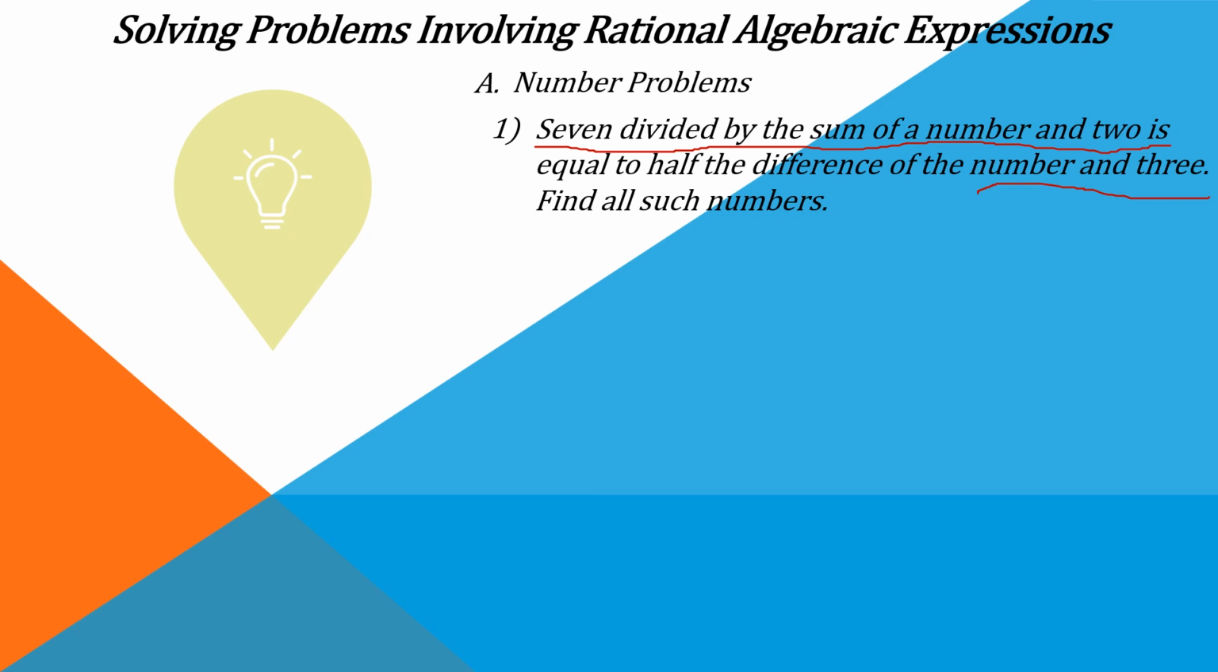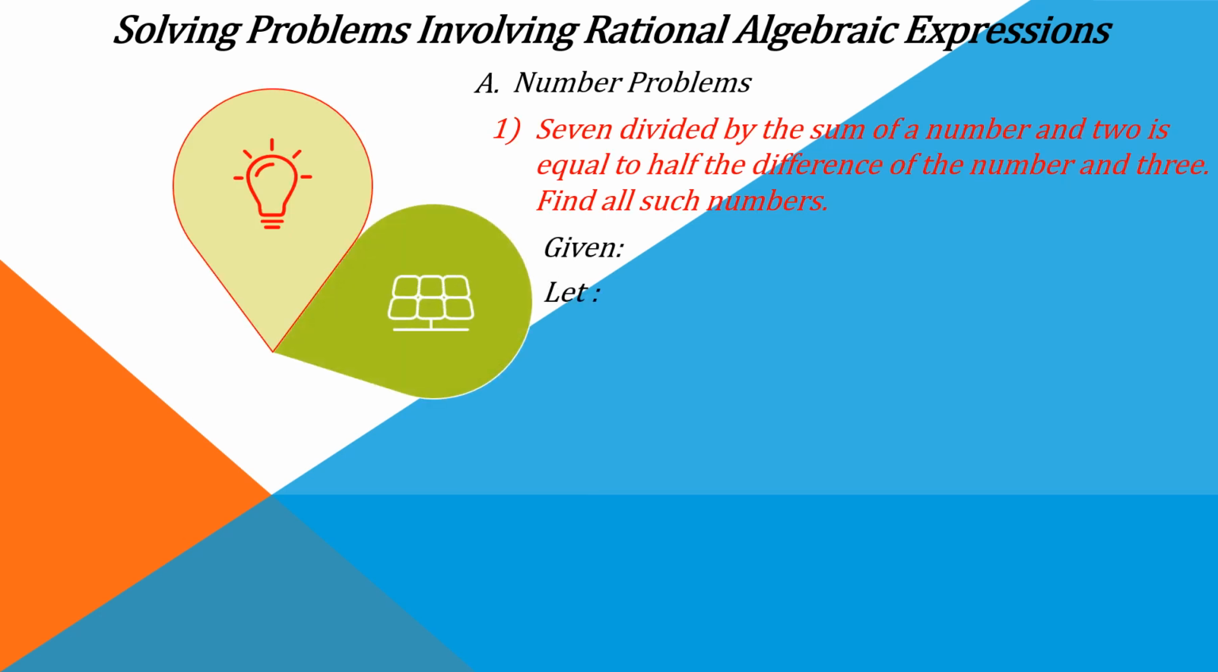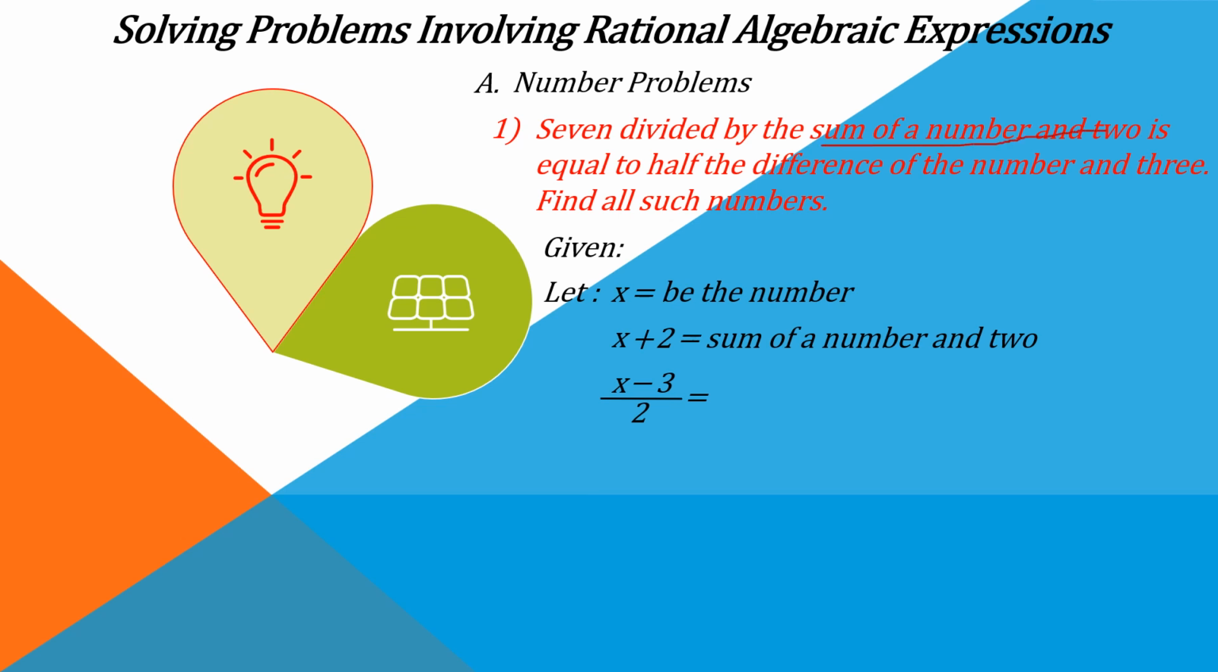Remember, in solving worded problems, we must always follow the procedures so that we can easily solve the problem. The procedures, you must take all the given data. So in this example, let x be the number. x plus 2, sum of a number and 2. And x minus 3 over 2 is half the difference of a number and 3. And find all such numbers.